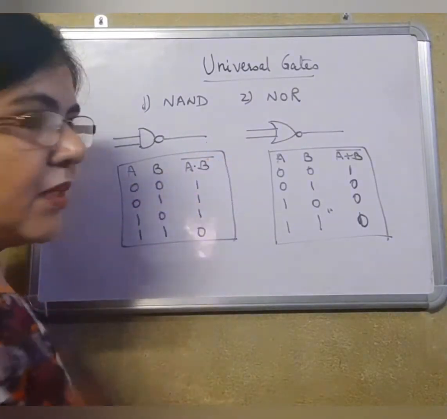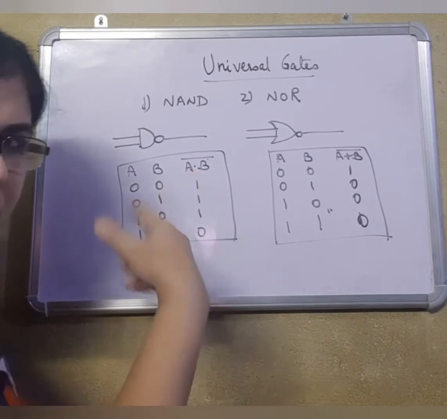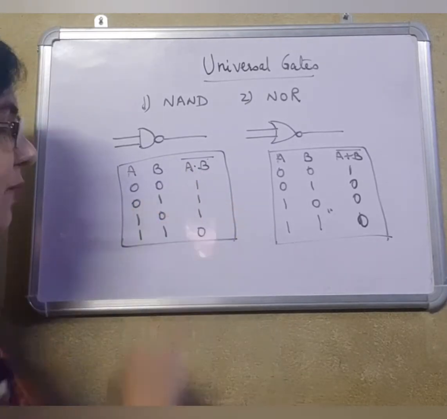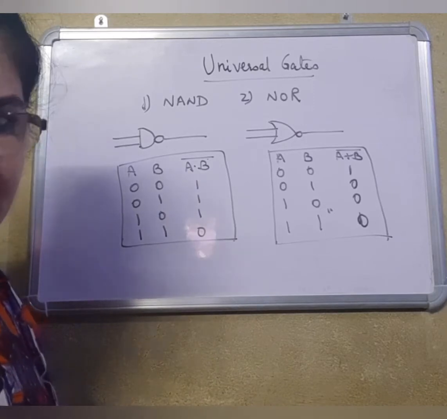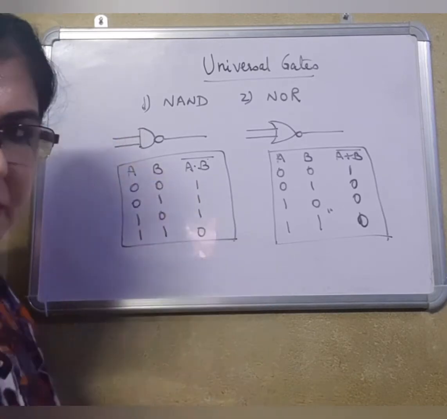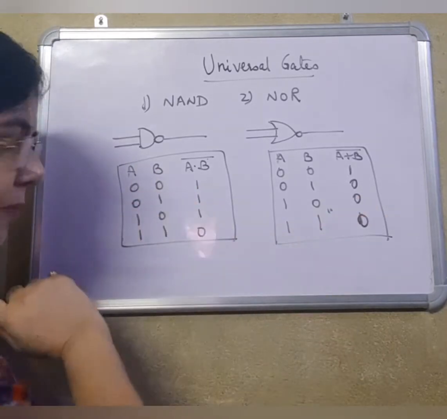The truth table gives us the idea. Like A and B are there. A dot B was already the symbol for AND gate. Now this has become A dot B complement. So 0 into 0 previously was 0, but because of this bar, now it has become 1.